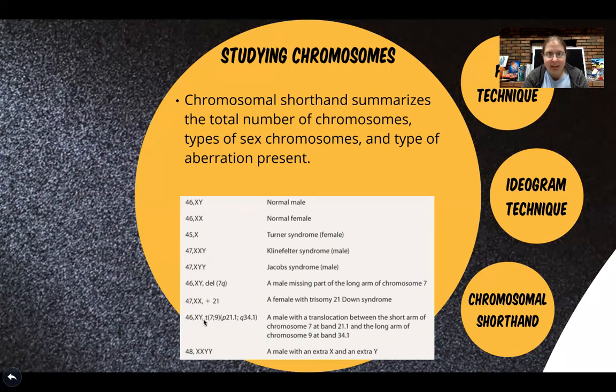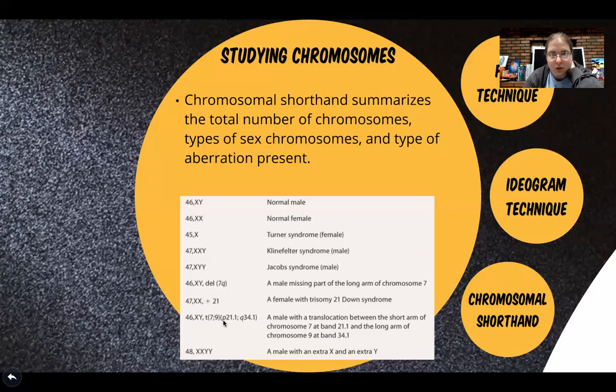46 XY T 7;9 P 21.1 Q 34.1. That's a lot going on. So 46, we have the correct number, but there's obviously some other things going on. XY, so it is a male. Now the T stands for a translocation, and it is between chromosomes 7 and 9. So there's an exchange of information between 7 and 9.